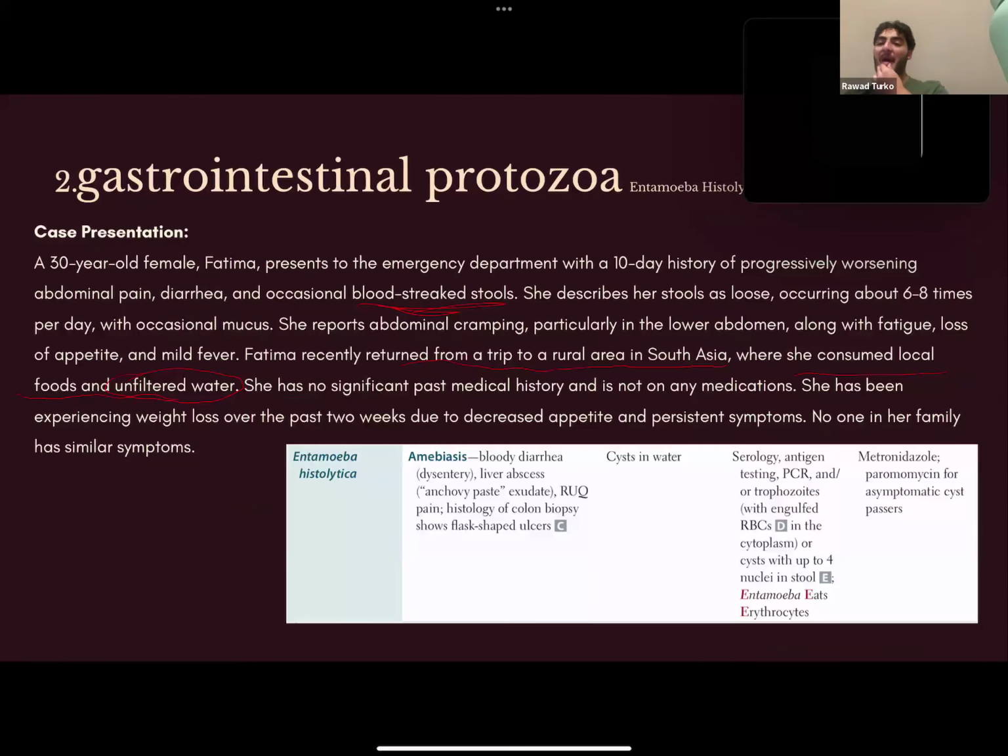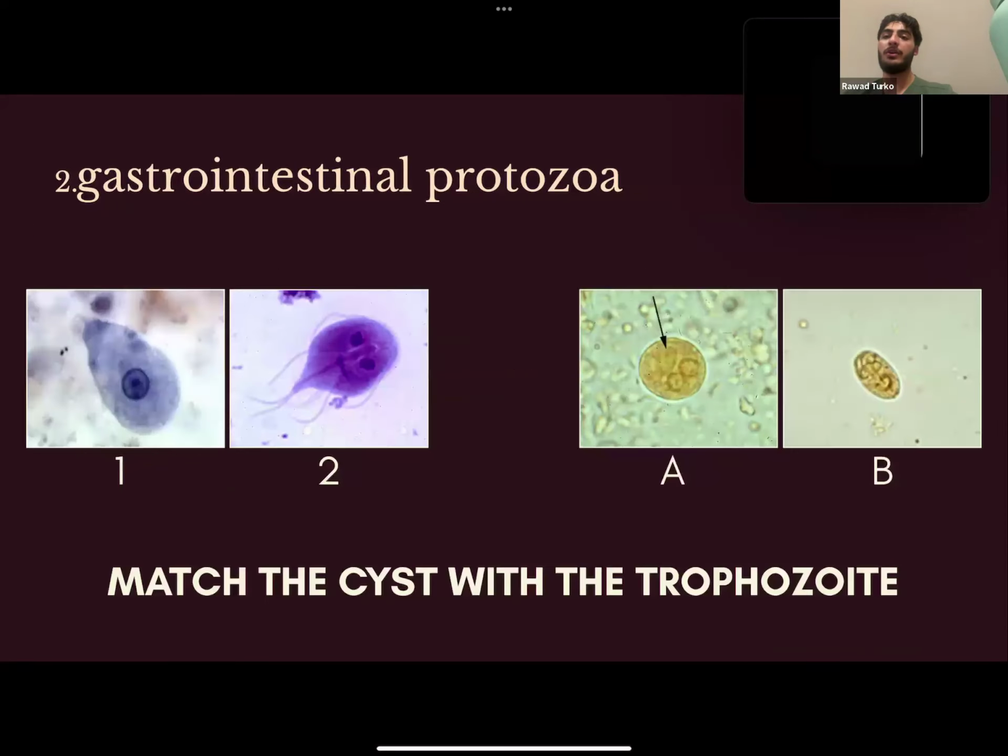Okay. Now we're done with GI protozoa. I want you guys to test your knowledge by looking at some pictures and using some critical thinking. And then we're going to move on to our next chapter, inshallah. So here's the first question. Match the cyst with the trophozoite. So who can tell me?